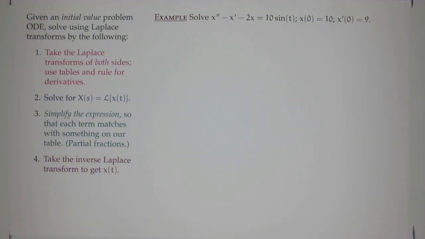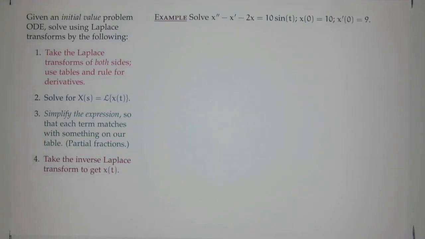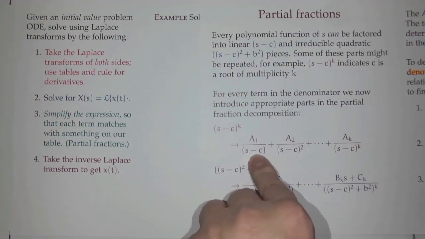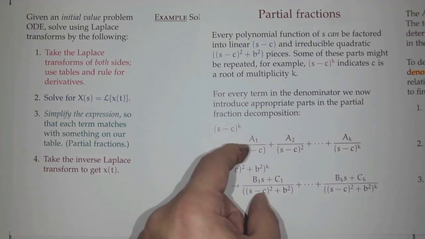Now we have the Laplace transform of what we're looking for. The challenge is, what is it? And that's where partial fractions comes in. So we simplify the expression to the point where we're able to use the tables. The tables are great for things that show up in partial fractions. We know how to handle s minus c to a power, for instance. And we also know how to handle things like s minus c squared plus b squared in the denominator. So these kinds of things we know how to handle.